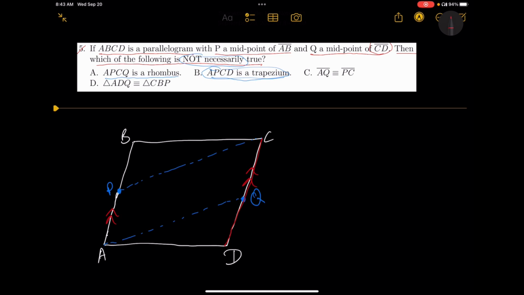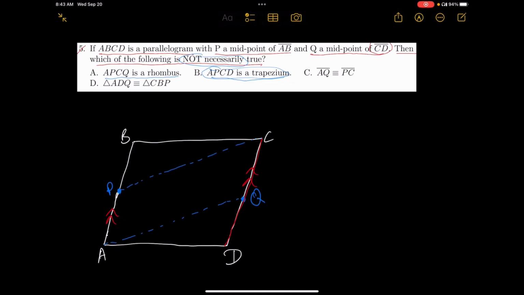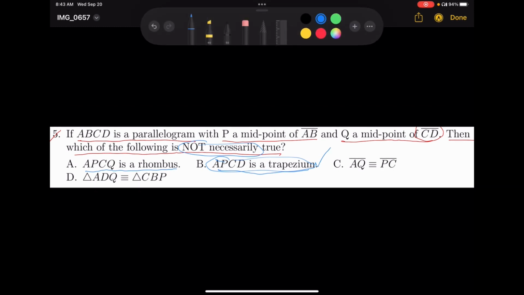So APCD is a trapezium. Why? It is a four-sided figure and it has one pair of parallel sides, and without doubt AD and PC are not parallel. So B is correct; B is necessarily true. It needs to be necessarily true, therefore it is not the answer.